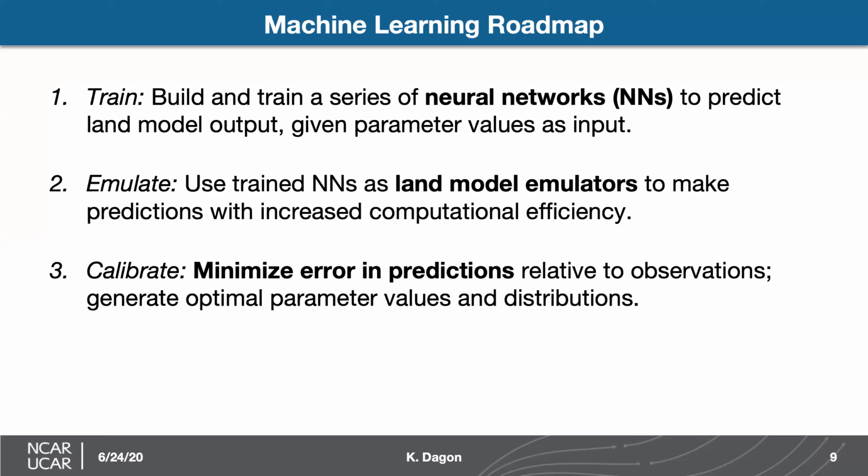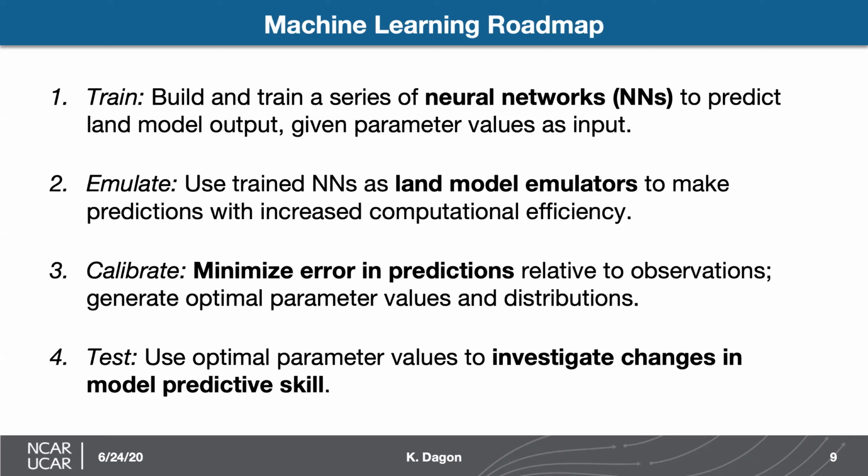So minimize the error in the predictions of the emulator relative to those observations in order to generate so-called optimal or best fit parameter values and distributions. And then the fourth step is to test those optimal parameter values and distributions and to think about how this uncertainty changes model predictive skill. Can we get a more constrained prediction for the future?